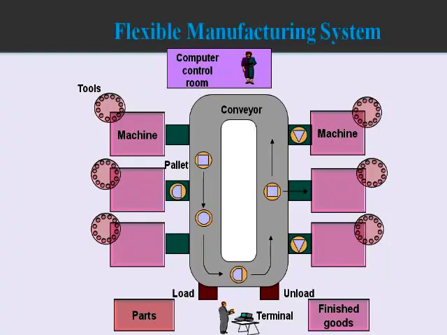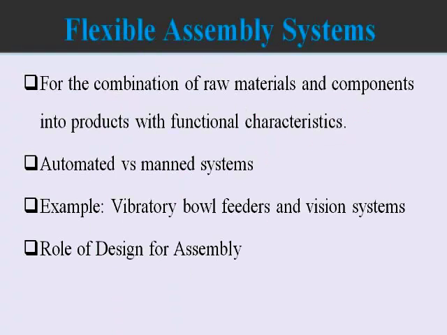Like that, the machines work, and the supervisory controller or computer controller will take care of the utilization of the tools and movement of the parts among the machines, everything. At the end of the processing, we get finished parts at one end, which can be unloaded. Flexible assembly systems: we have flexible manufacturing systems.